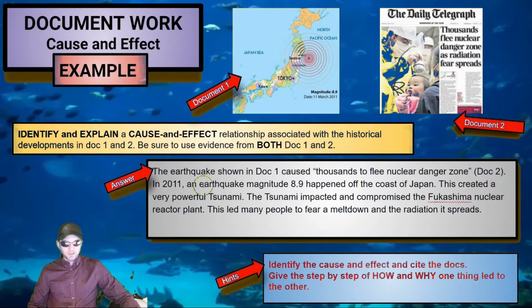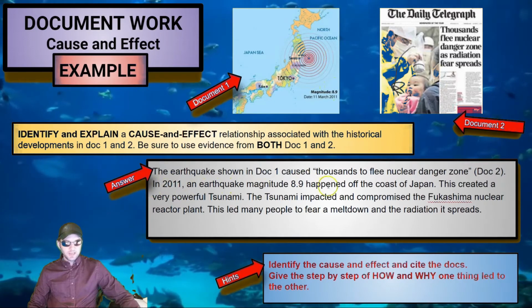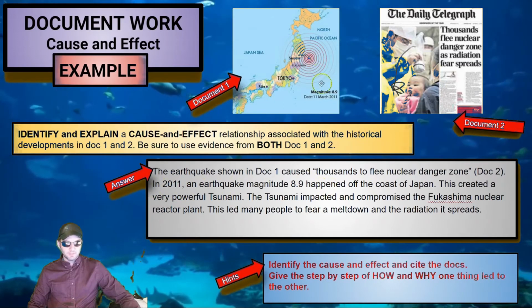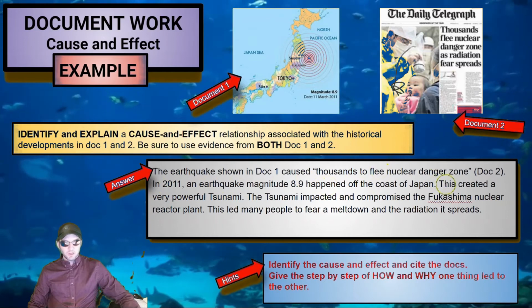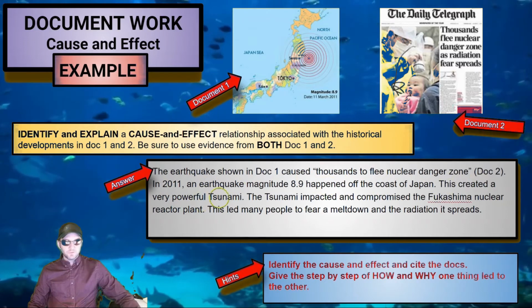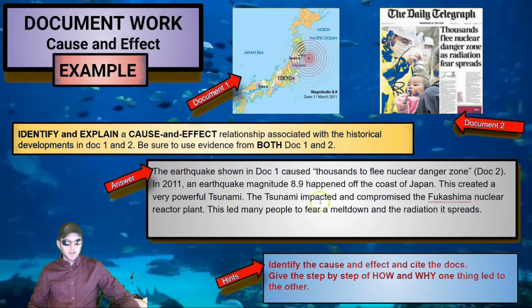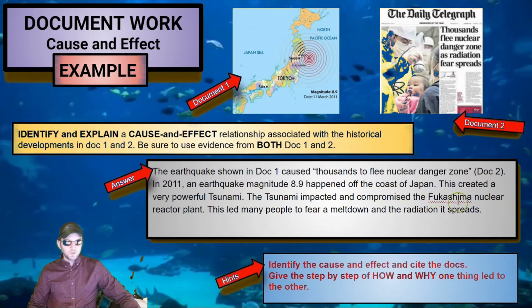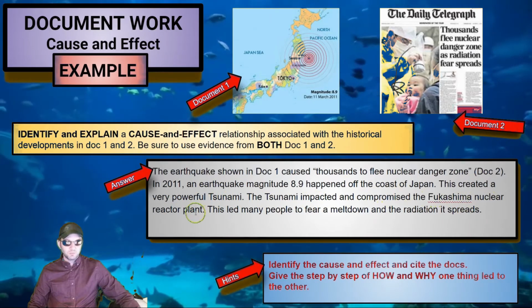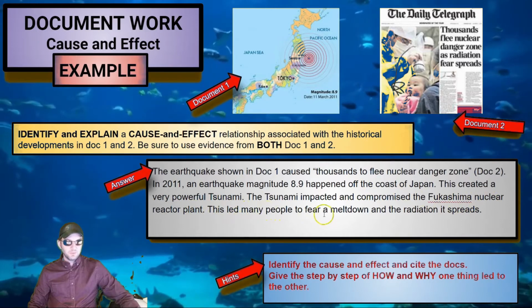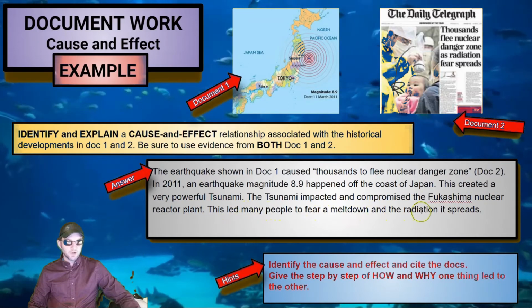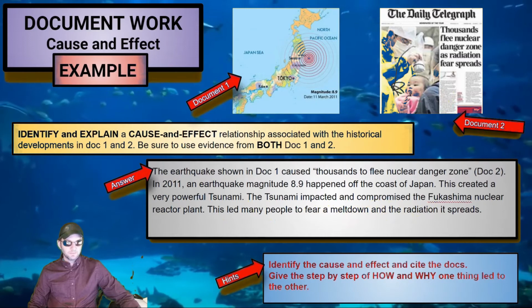In 2011, an earthquake, magnitude 8.9, happened off the coast of Japan. I could have put Doc 1 there. This created a very powerful tsunami. The tsunami impacted and compromised the Fukushima nuclear reactor plant. This led many people to fear a meltdown and the radiation it spreads.